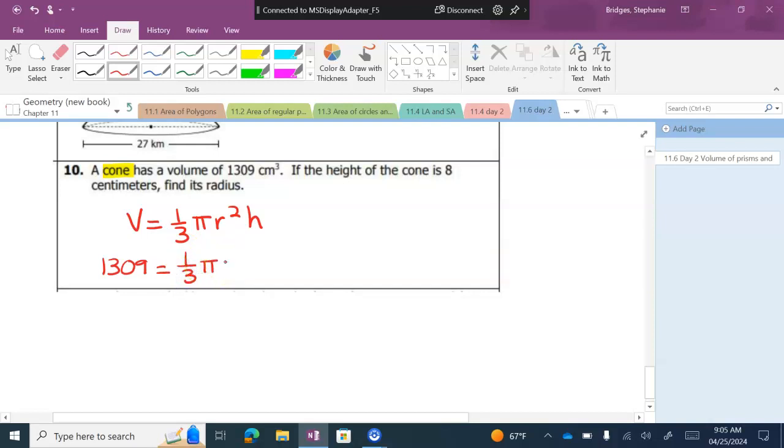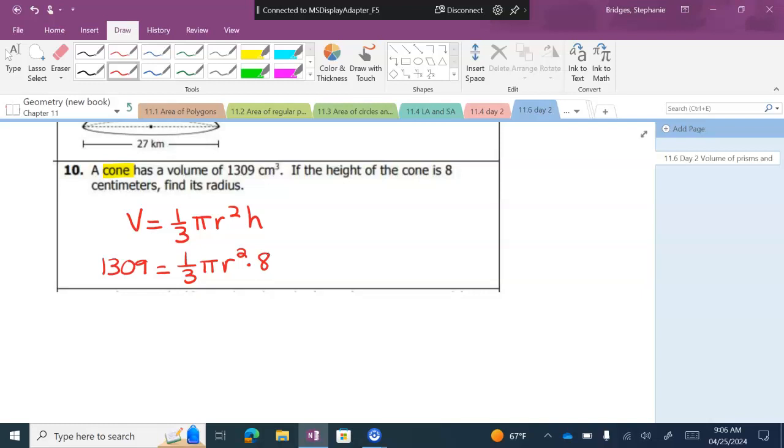It is telling me the height of the cone is 8. And we're going to find the radius. Does everybody understand what I just did? I plugged in everything they gave me. They gave me the volume, they gave me the height, they want me to find the radius. Now, this is the tricky part: to solve this, I've got to solve for r squared. Okay, let's get rid of our fraction first.